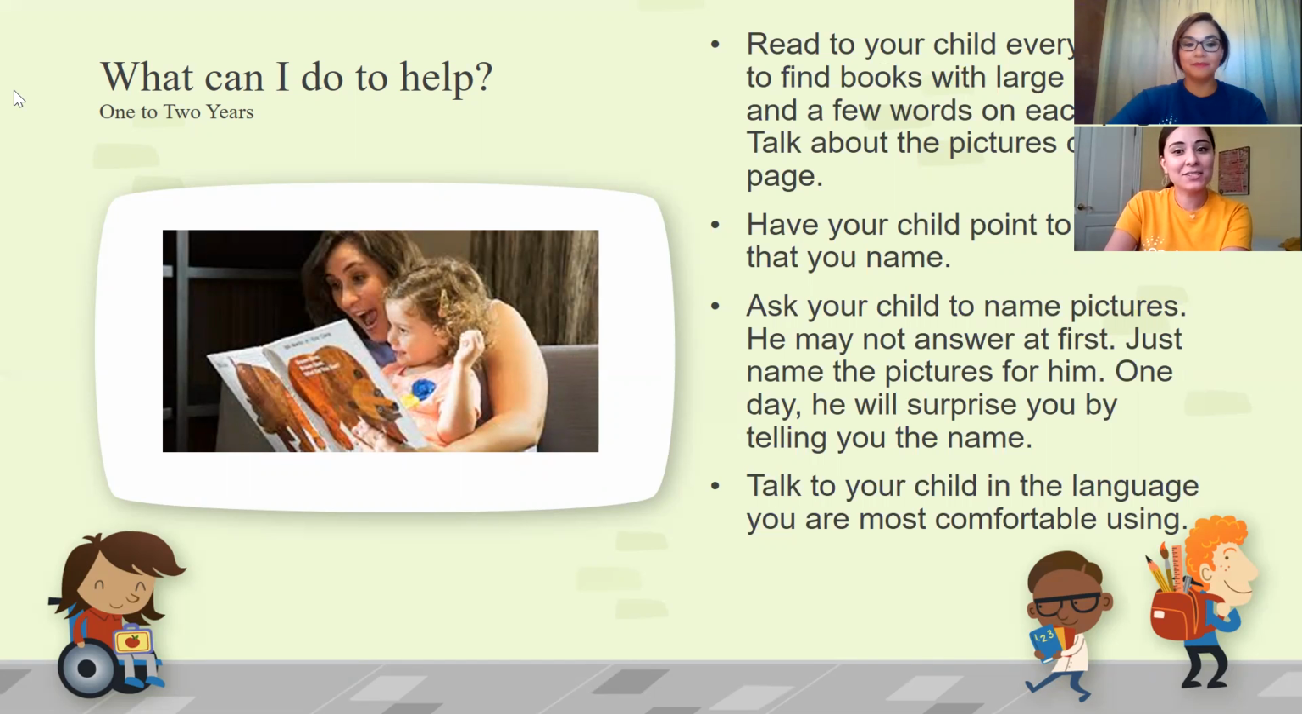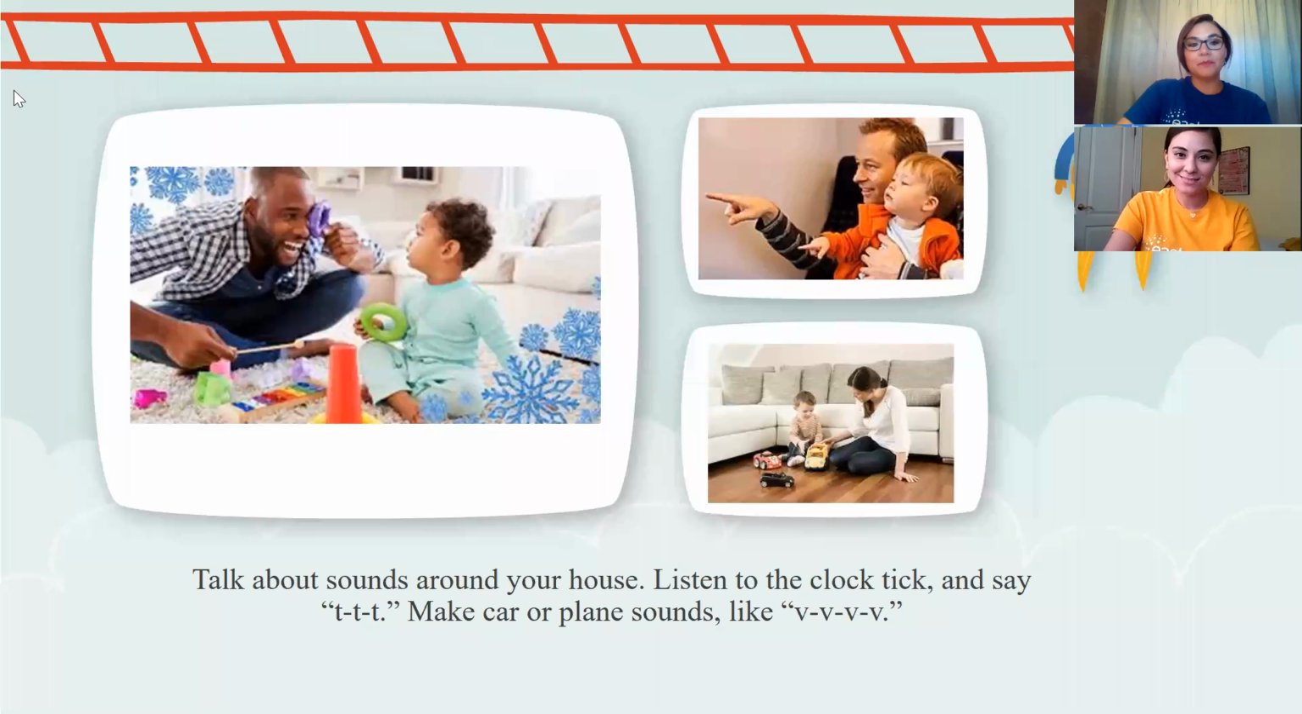You can also talk to your child in the language you are most comfortable using. Talk about sounds around your house. Listen to the clock tick and say tick tock, tick tock. You can make car or plane sounds like vroom, vroom.